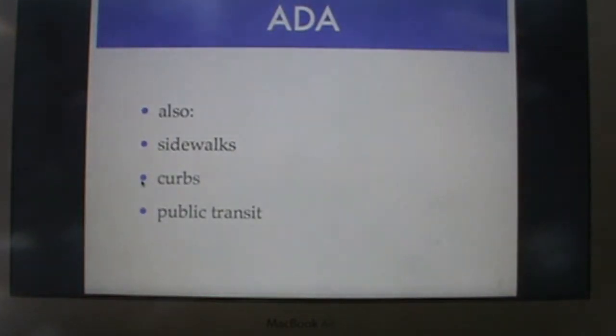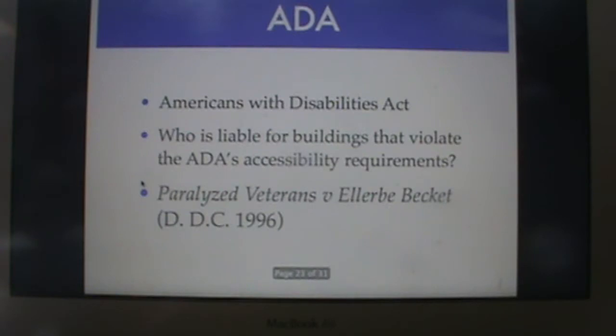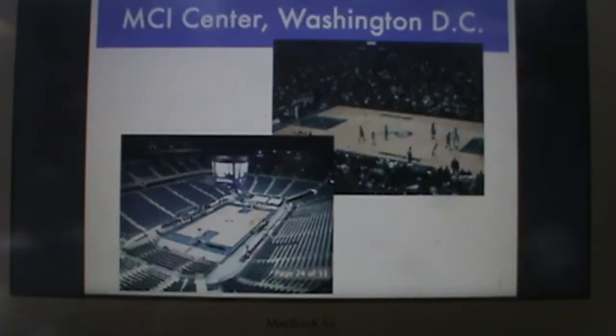So this issue comes up with sidewalks too, whether sidewalks are properly accessible by people in wheelchairs, curbs, and also in public transit. There's a continuing wave of litigation across the country about whether different public services are in fact ADA compliant. The cases that you were assigned to read are to do with who is liable for buildings that, by design, fail to comply with accessibility requirements.